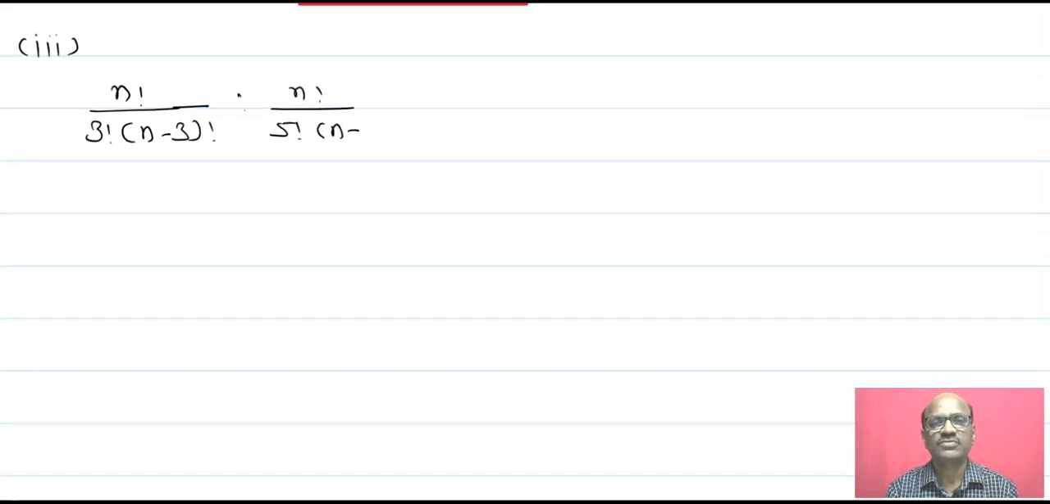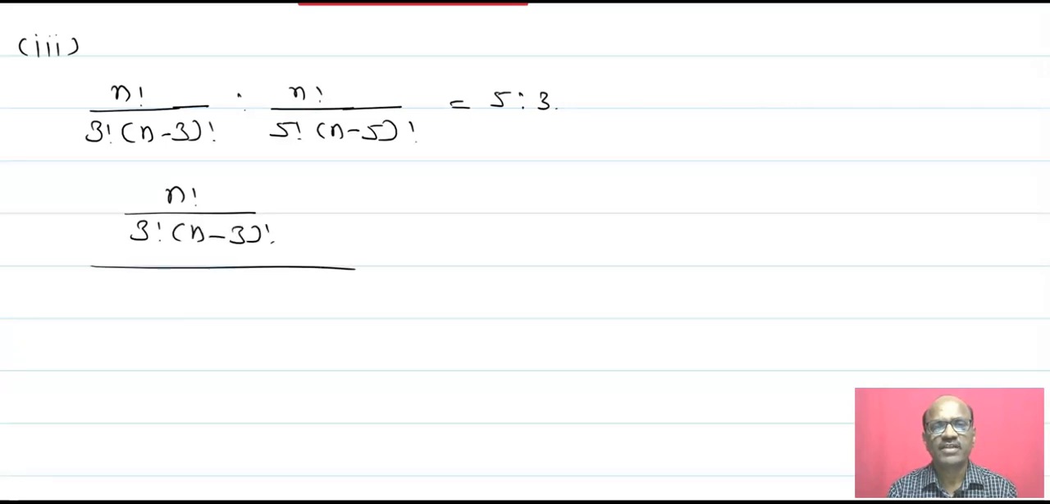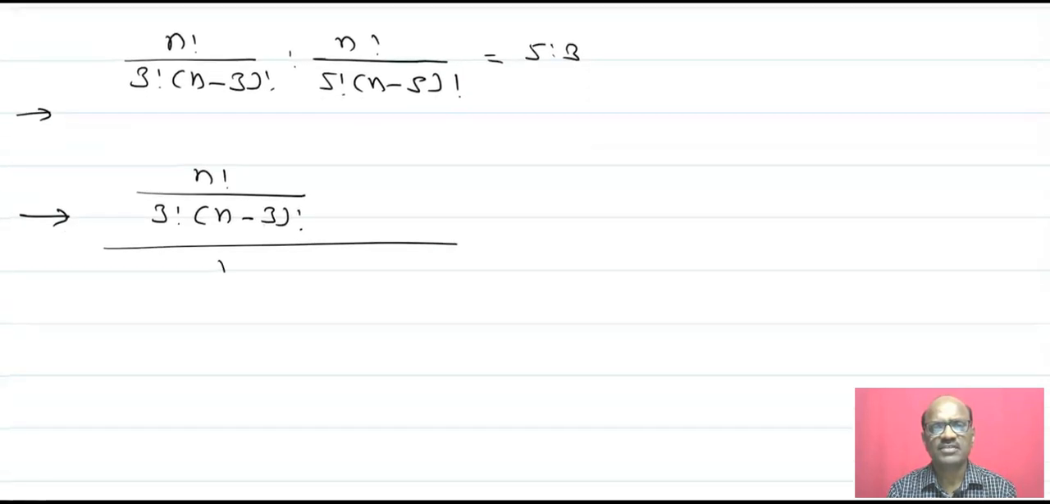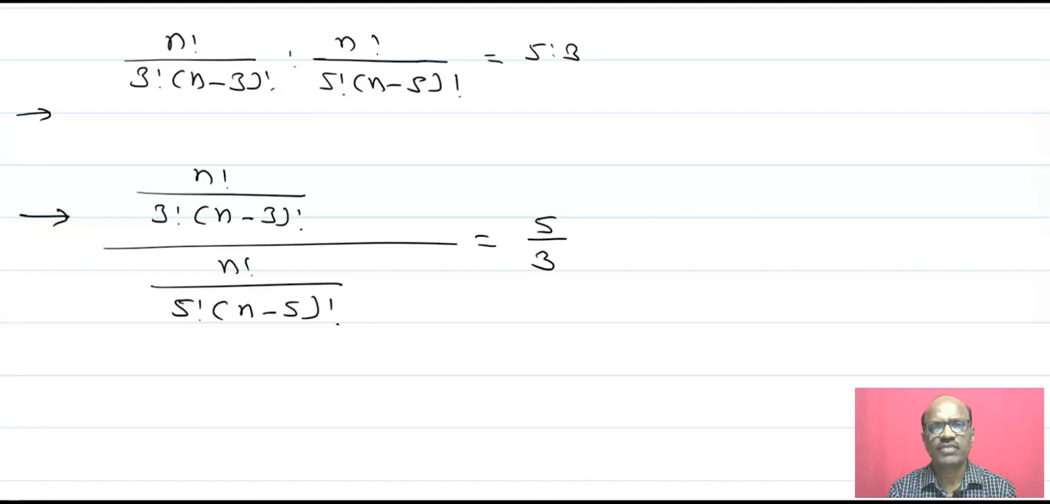Now next, number 3. n! / (3!(n − 3)!) : n! / (5!(n − 5)!) = 5 : 3. That is, n! / (3!(n − 3)!) divided by n! / (5!(n − 5)!) = 5/3.